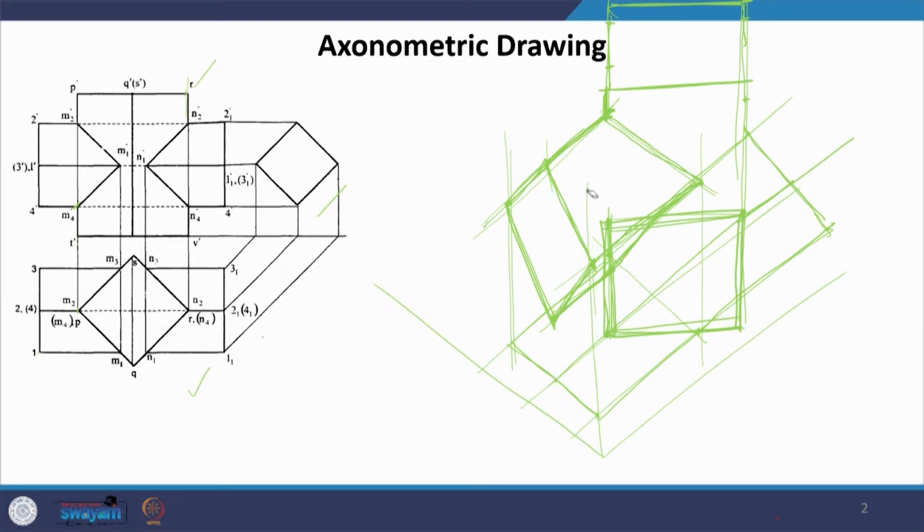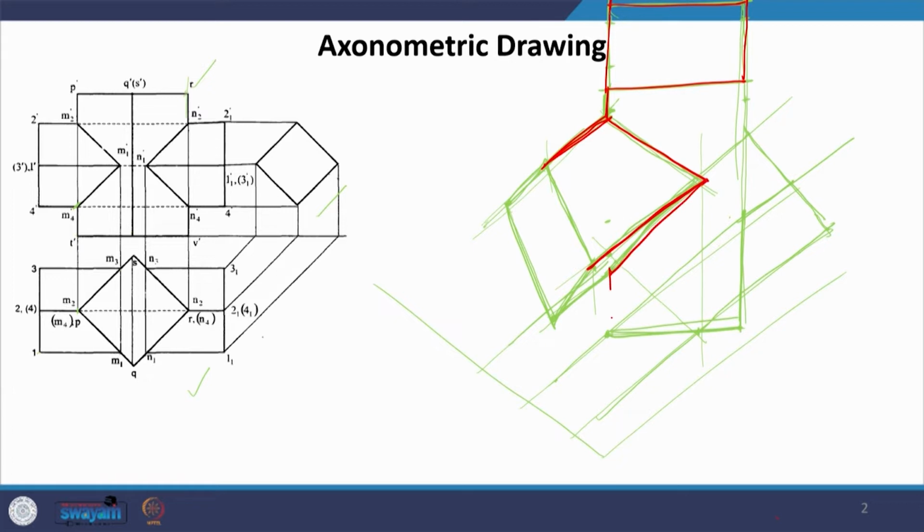So, just to make things clear, I am erasing these, and this I have arrived at by just taking the heights, as I said. So, I am just drawing what we will see in axonometric. I have drawn only the half of it. I do not even have to visualize.